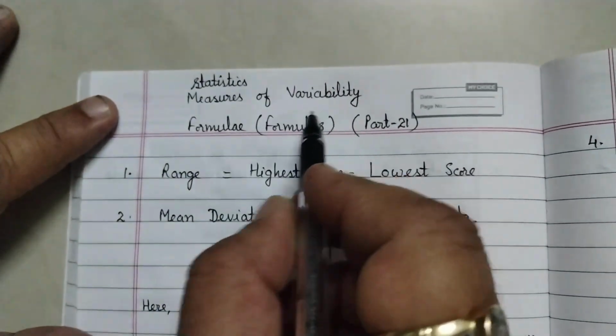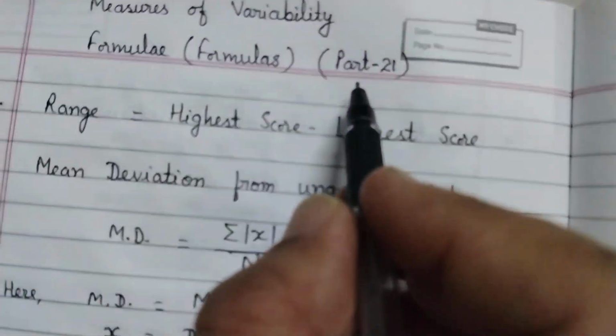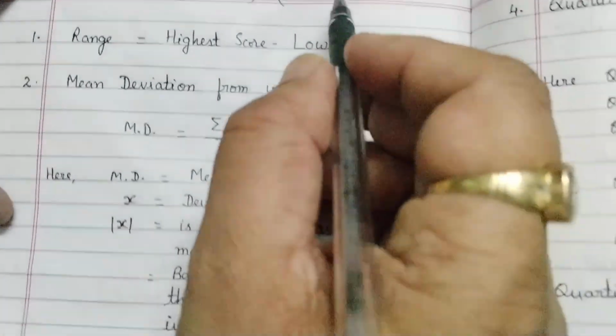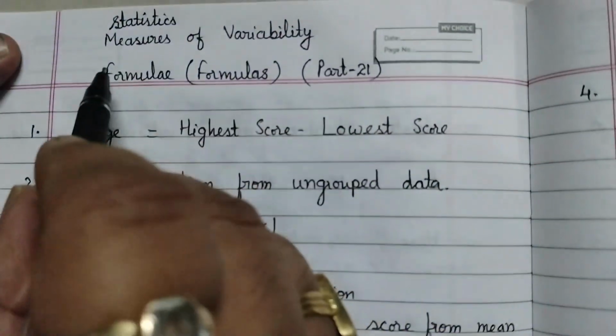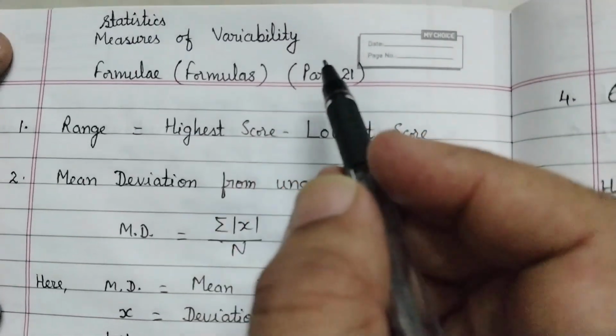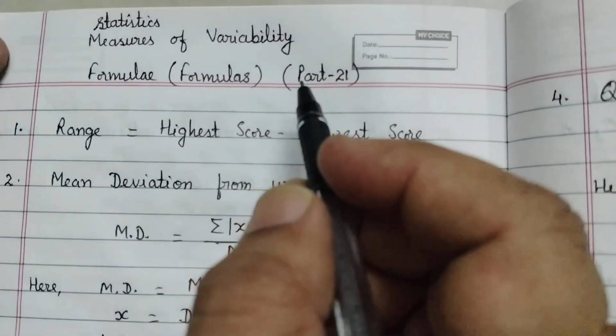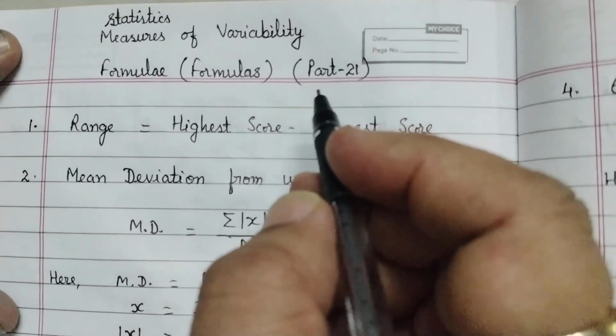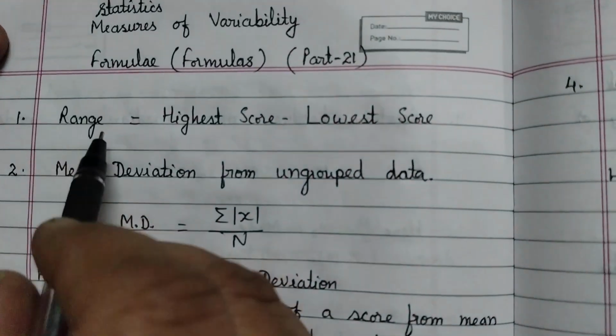Statistics Measures of Variability Formulae Part 21. In this part I have covered all the formulas related to measures of variability, means range, mean deviation, standard deviation and quartile deviation. So first formula, range.